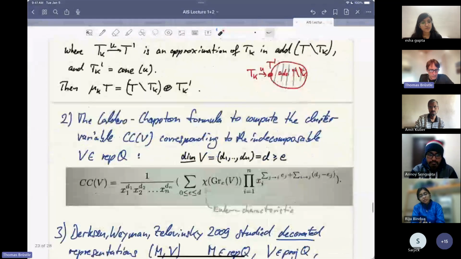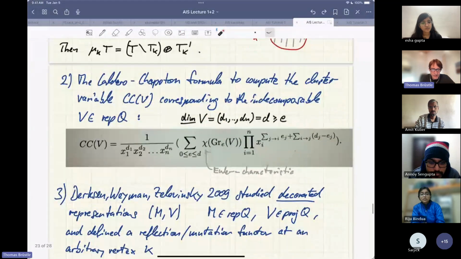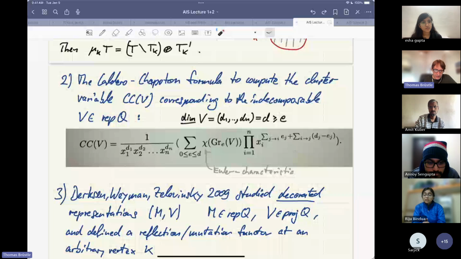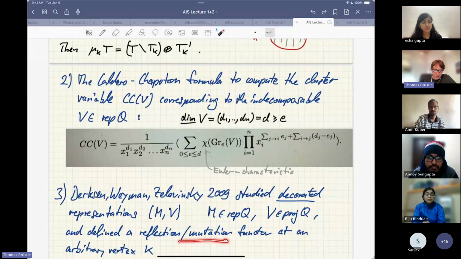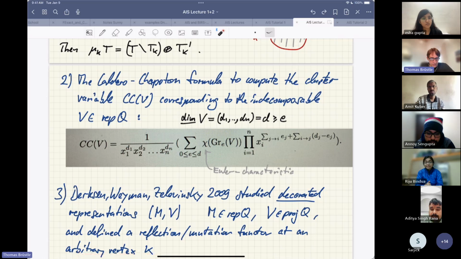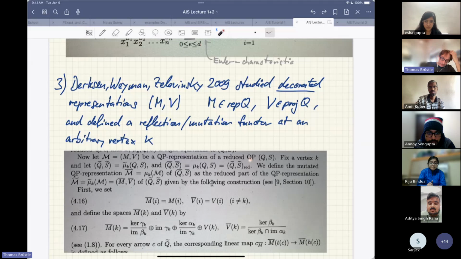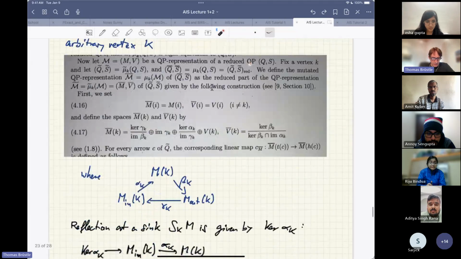So Jackson, Wyman, and Zelevinsky studied that question in 2009, in the context of decorated representations. We enlarged the representation by some additional data, these projectives. And then they defined a reflection functor or mutation functor which acts at an arbitrary vertex K, which need not be a sink or a source. So there's a formula really, and the formula is here. Do you see my formula?